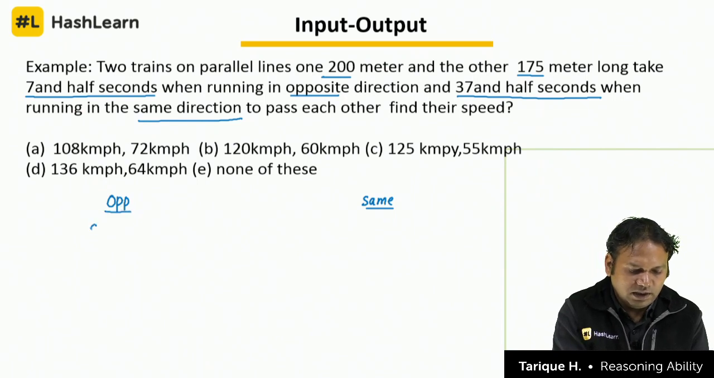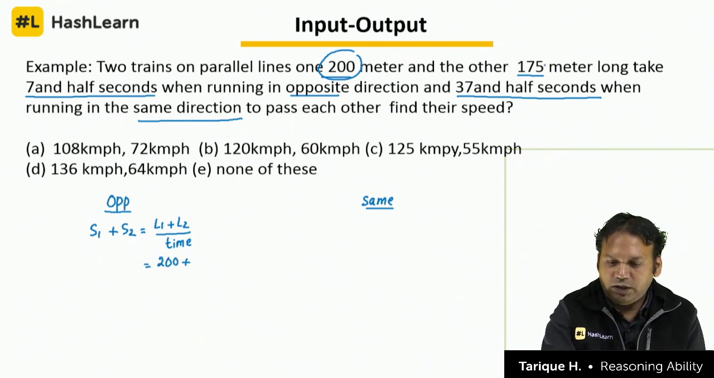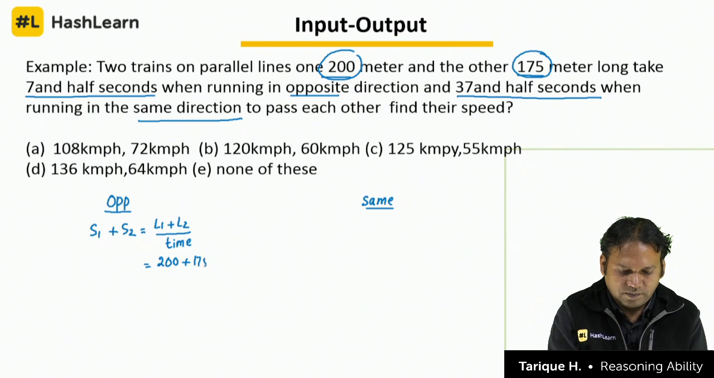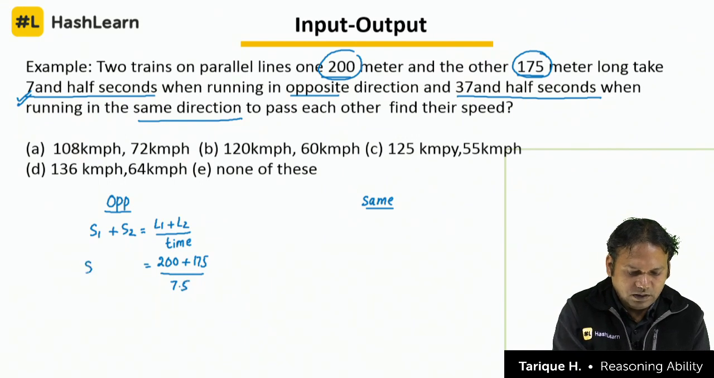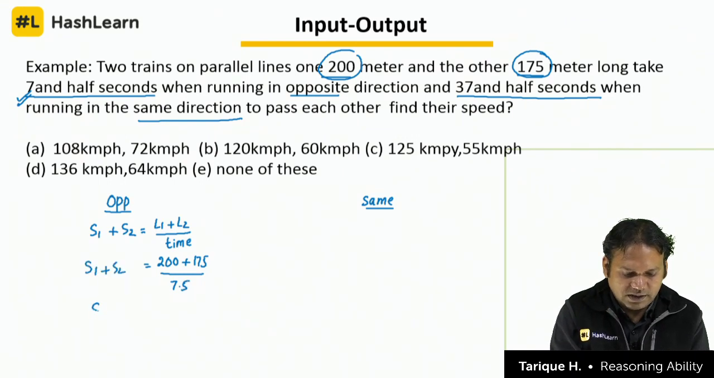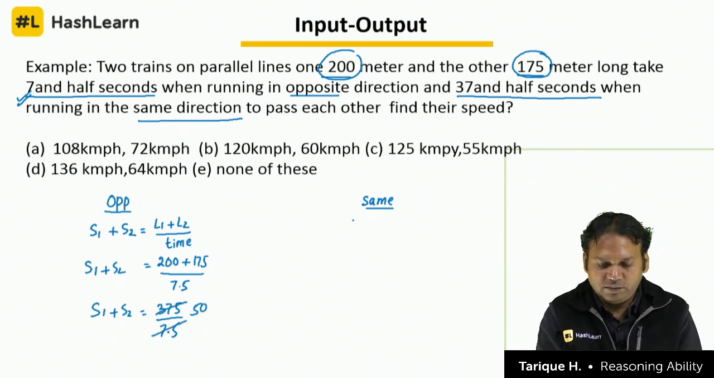In opposite direction, the formula is S1 plus S2 is equal to L1 plus L2 by time. S1, that is 200 meters, length is 200 meters, L2 175 meters, time 7.5 seconds. So S1 plus S2 is equal to 375 by 7.5, dividing we get 50.